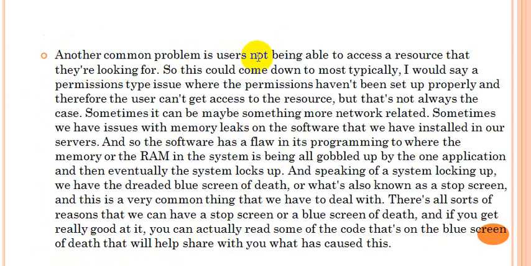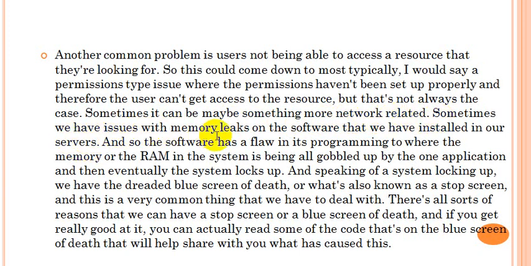Another common problem is a user not being able to access a resource that they are looking for. This could come down most typically, I would say, to a permissions issue, where the permissions have not been set up properly and therefore the user can't get access to the resource. But that's not always the case. Sometimes it can be something more network related.